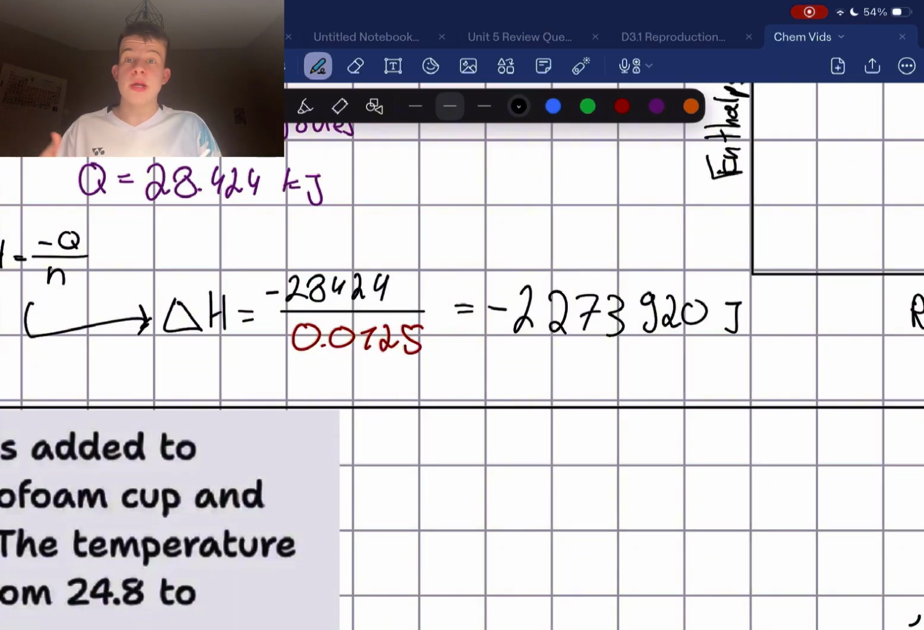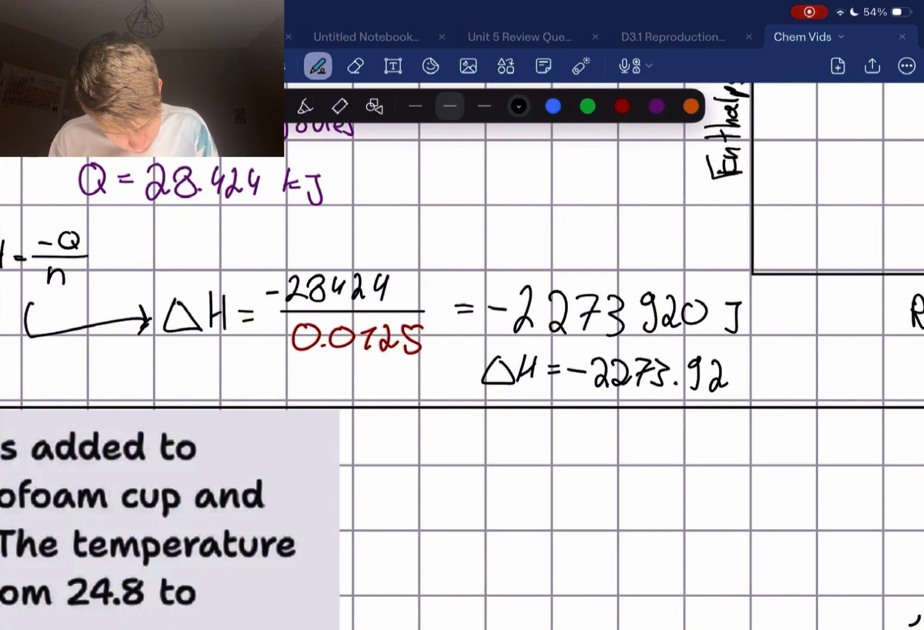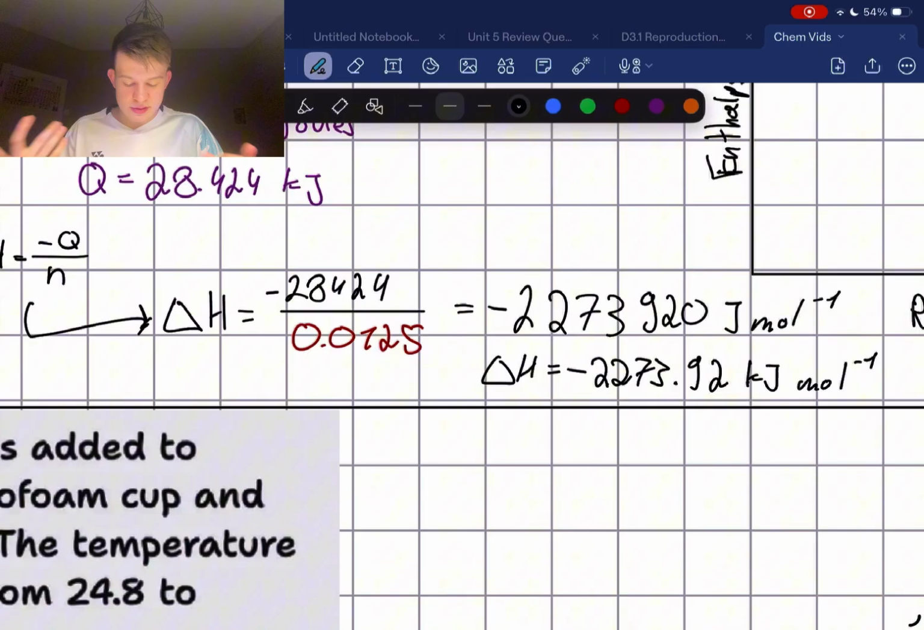But we want our answer in kilojoules, so we divide by 1,000. Therefore, delta H equals negative 2,273.92 kilojoules. Don't forget the units: per mole, mole minus 1. Okay, so the answer is delta H equals negative 2,273.92 kilojoules per mole. We have answered half of the question. We have answered delta H.